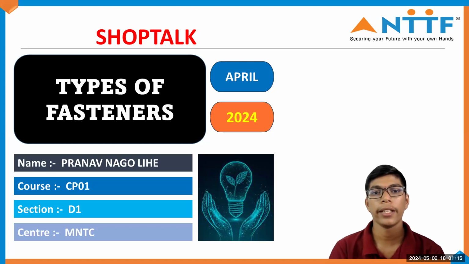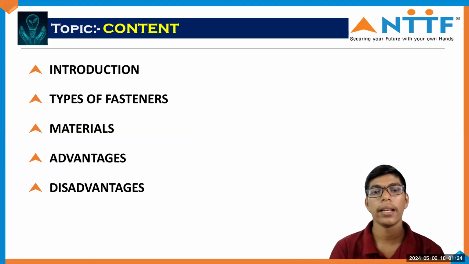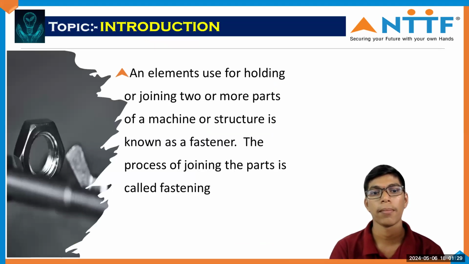My center name is NTTF Murbad. My course name is Tool and Die Making. My topic is Types of Fasteners. Here is the content: Introduction, Types of Fasteners, Material, Advantages and Disadvantages.